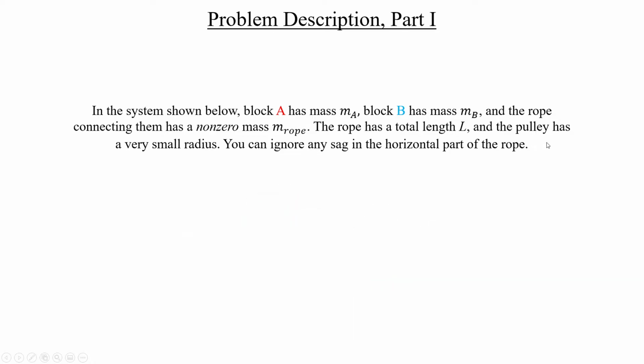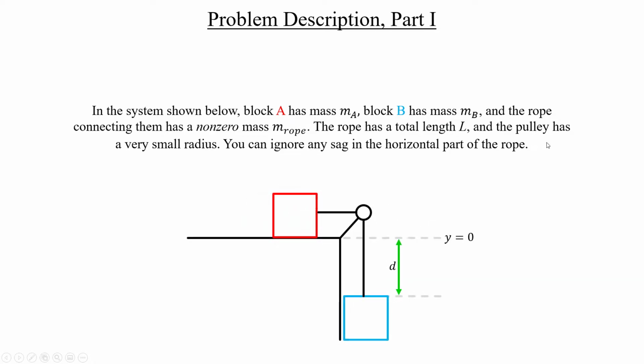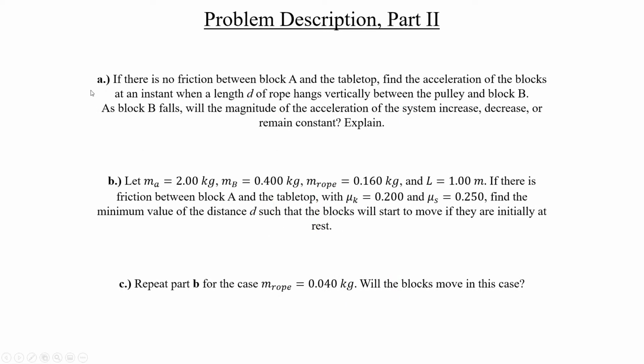And here's a visual indication of what is happening there, right? Block B falls, it pulls block A with it to the right, and we get this chunk of rope of length D pulled down with it. And so with all this in mind, let's take a look at the three parts that we have to do.